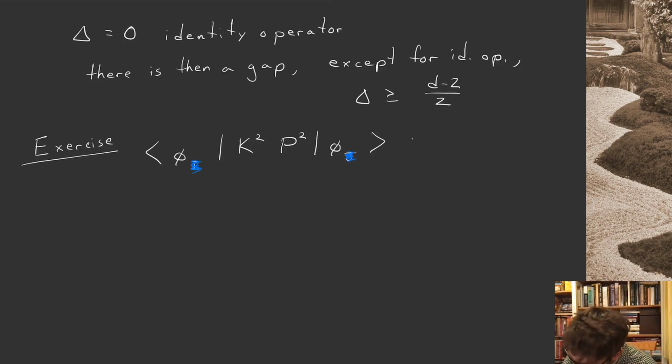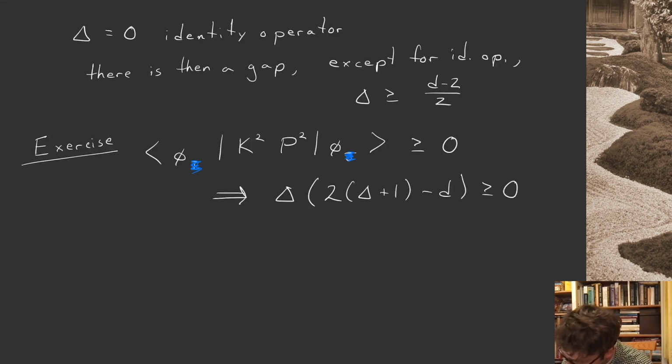The claim is that this is greater than or equal to 0. Now I have 4 of these square roots of minus 1, so they all multiply together to give 1. So this thing actually has to be greater than 0 as opposed to less than 0. If you work out this exercise, you're going to find that delta times (2 delta plus 1 minus d) is greater than or equal to 0. So it's actually a quadratic constraint that removes everything between dimension 0 and the dimension of the free scalar, and then allows everything above that.